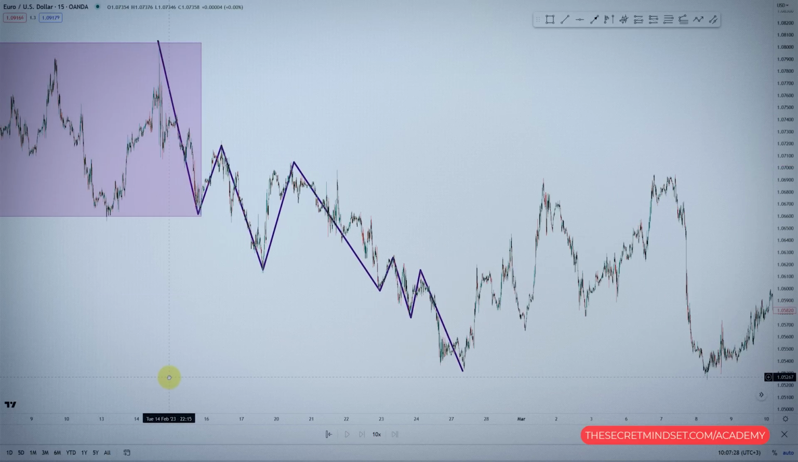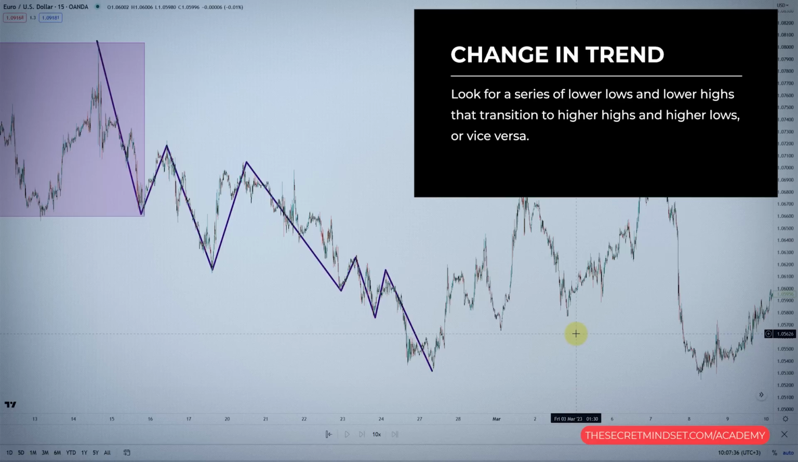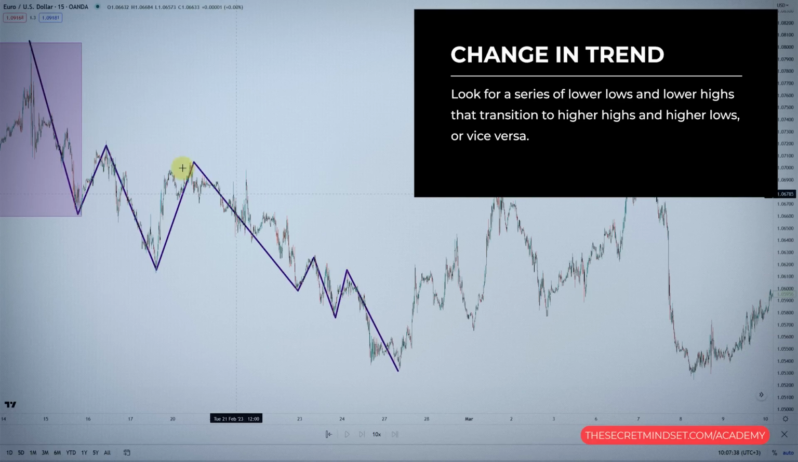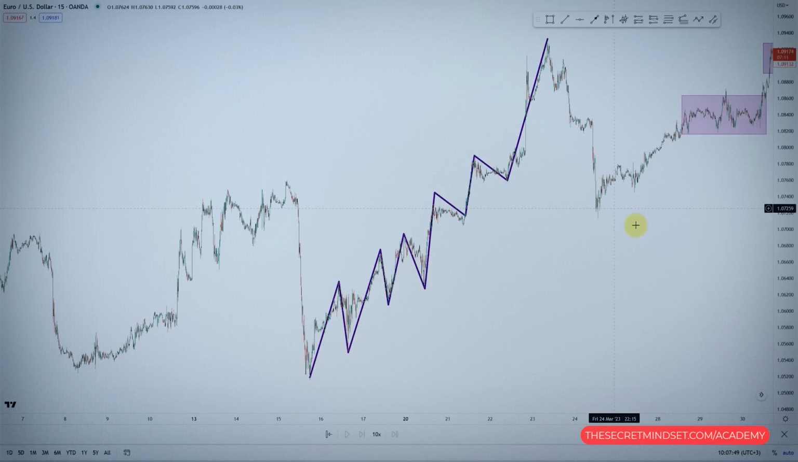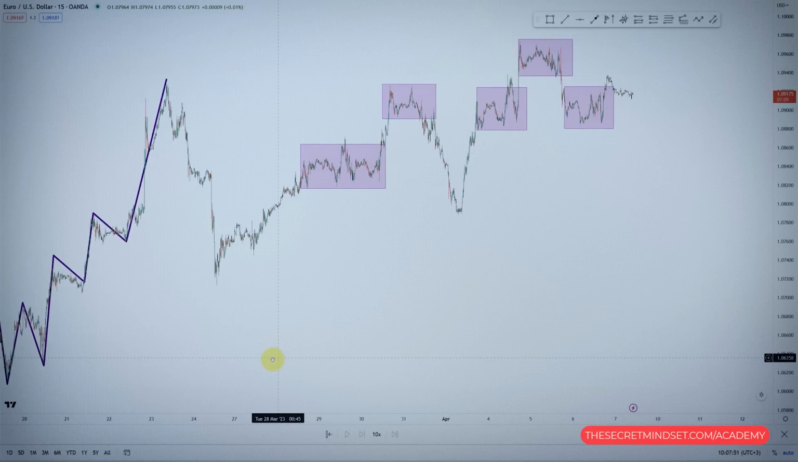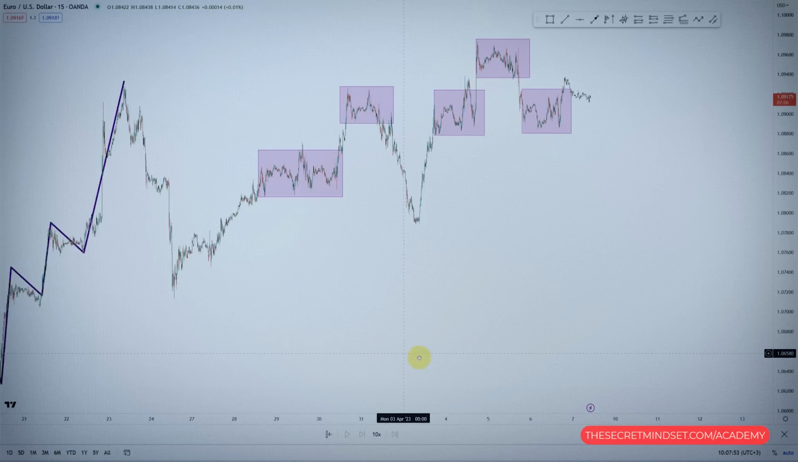A change in trend occurs when the market transitions from an uptrend or downtrend to consolidation, or vice versa. To identify a change in trend, look for a series of lower lows and lower highs that transition to higher highs and higher lows, or vice versa. It sounds basic, but understanding market structure is essential to any successful day trading activity.